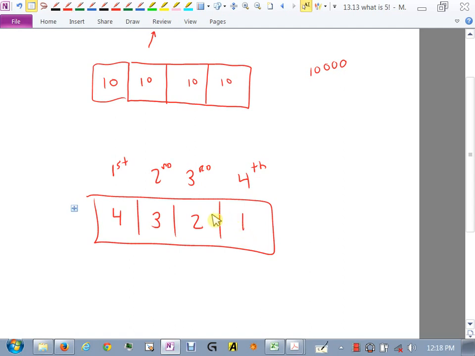So how many different ways can it happen? You multiply this times this times this times this, just like we did 10 times 10 times 10. 4 times 3 is 12, times 2 is 24, times 1 is 24. So we put these 4 guys in a race, and there are 24 different ways they could come across the line.